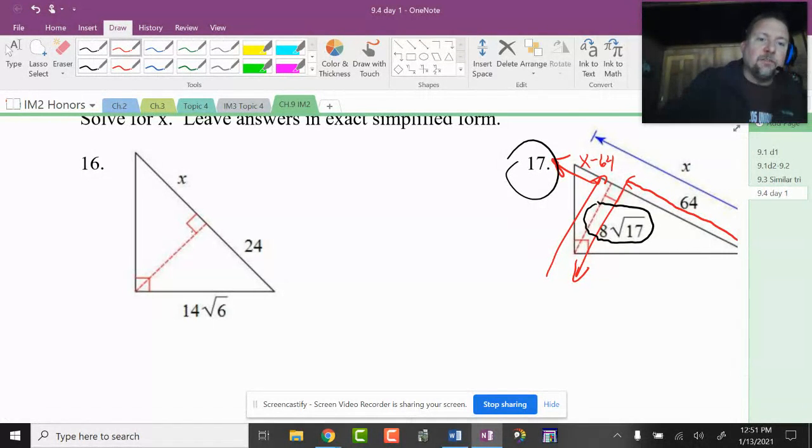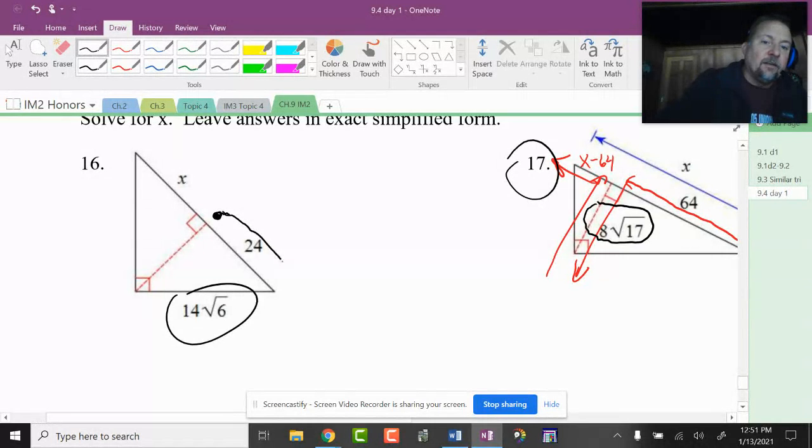And it all depends upon what's given. And that is not given. You're not finding anything about the altitude that's dropped in the big triangle. This is one where we start in the middle because this is the geometric mean. That's another way to understand when I say it's in the geometric mean position. When you're done, that's the geometric mean. So 24 over 14 root 6.